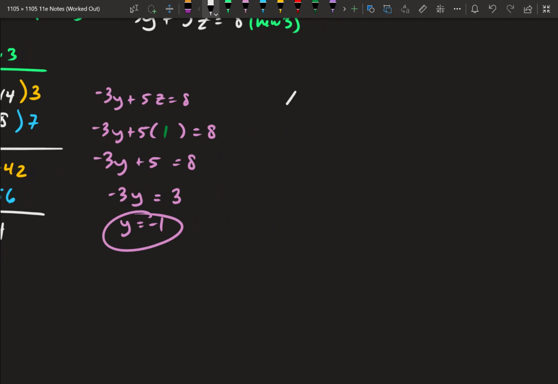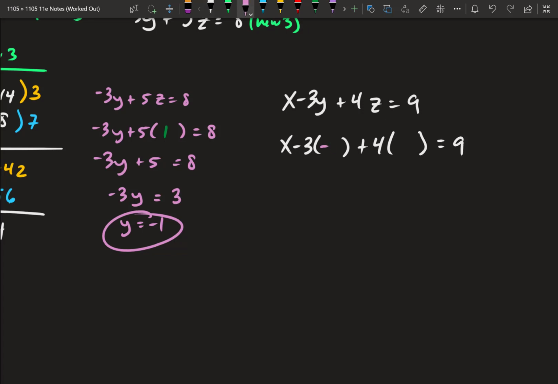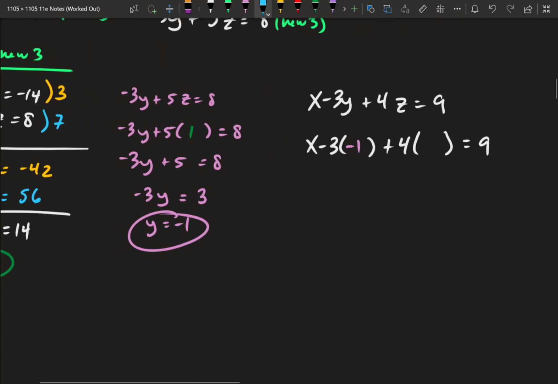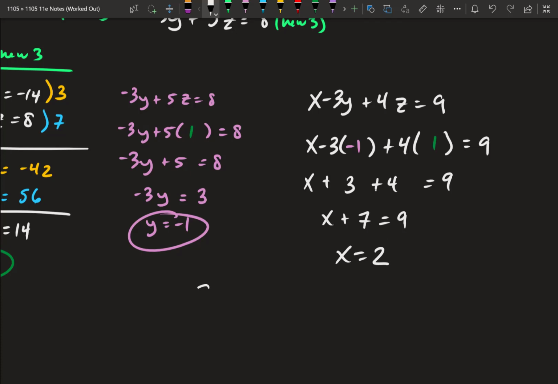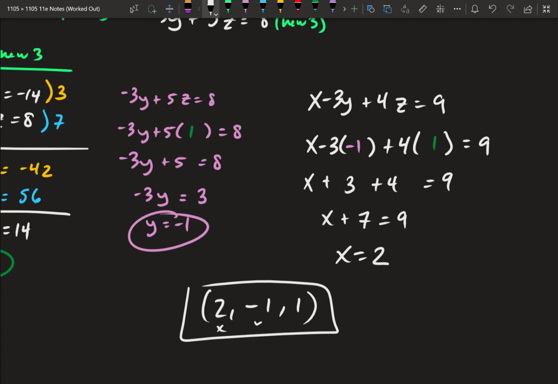So equation 1, we have x minus 3y plus 4z equals 9. The y we found was negative 1. The z we found was 1. We're going to simplify to get x plus 3 plus 4 equals 9. So x plus 7 equals 9. Subtract 7 from both sides, and we get x equals 2. So our answer is 2, negative 1, and 1. My bad, parentheses. Because that's x, y, z.